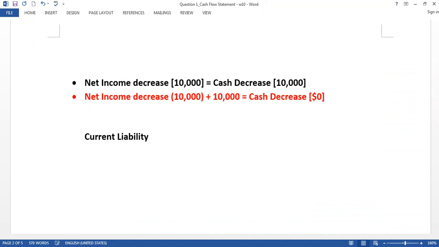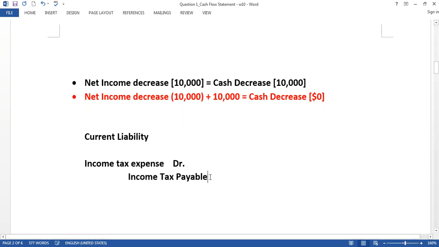First example, income tax payable. I write the journal first, and you should tell me whether the liability increases or decreases. Income tax expense debit, and income tax payable credit.